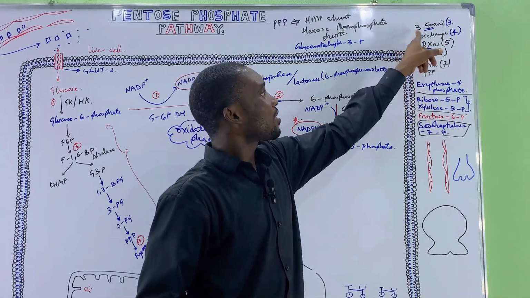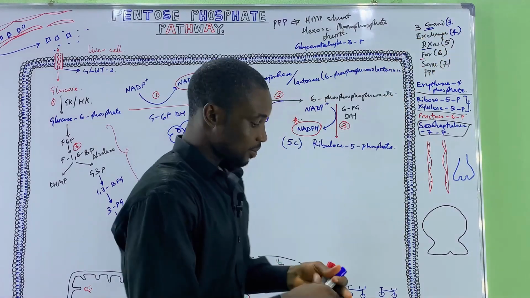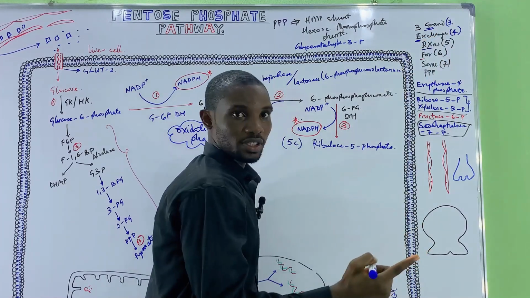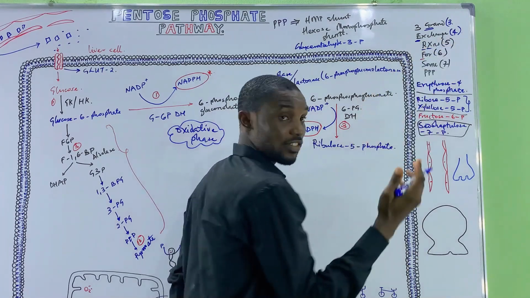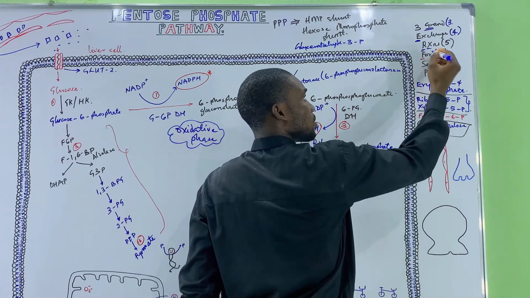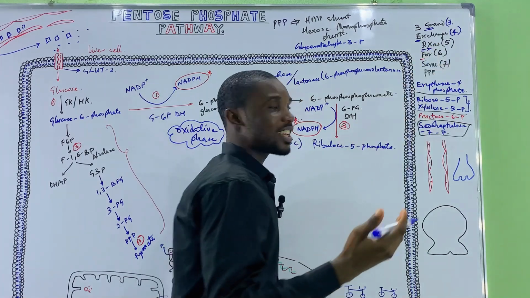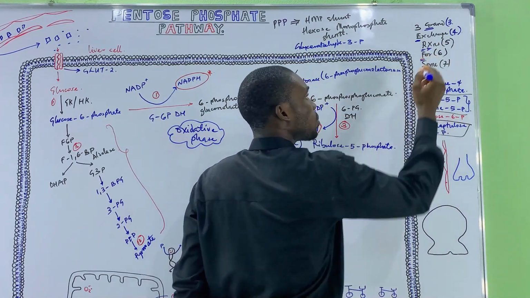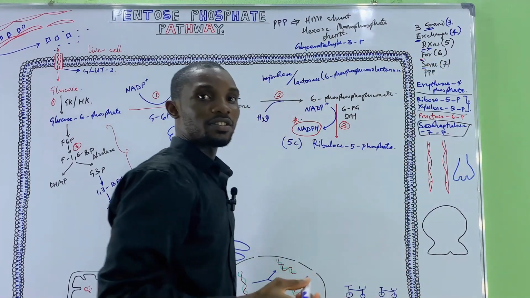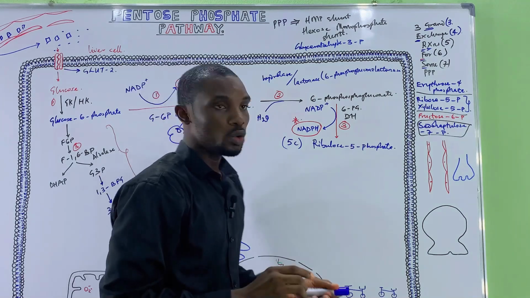Anywhere we see 3 is glyceraldehyde. Anywhere we see 4 is erythrose 4 phosphate. Anywhere we see 5, that's 5 carbons, is what? Ribose 5 phosphate and or xylulose 5 phosphate. Anywhere we see 6 is fructose 6 phosphate. 7, sedoheptulose 7 phosphate. Cool, right?